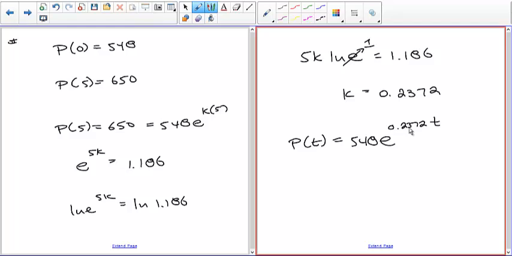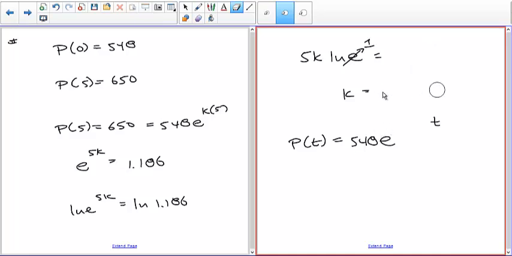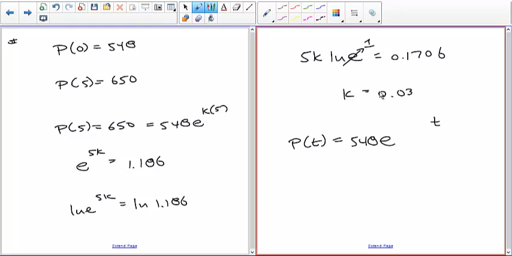What did I do wrong here? Oh, I forgot to take the natural log of this thing. Yeah, so there you go. Good reason to try this thing out. Check the errors. Okay, so what is the natural log of 1.186? It's 0.1706. So if we divide that by 5, we get 0.03412.